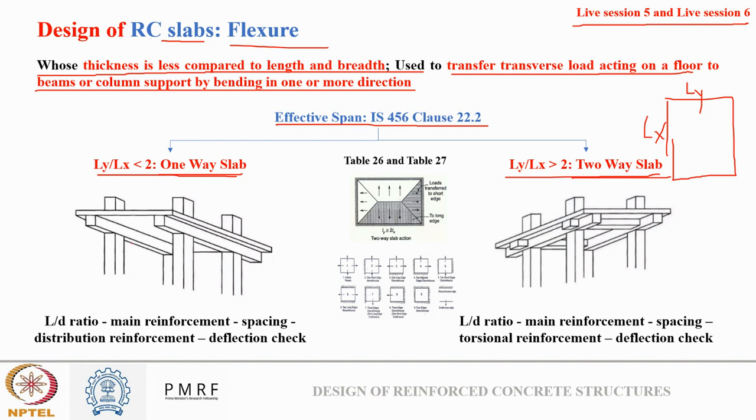Okay, one-way slabs are those which span only along the shorter side. So we need to provide main reinforcement along the shorter direction, with supports only along one pair of opposite sides. Okay, and for this, initially we choose the L by D ratio. We provide the main reinforcement, we decide the spacing, and we provide the distribution reinforcement along the opposite direction, and we do the deflection check. So all this we introduced in live session 5.